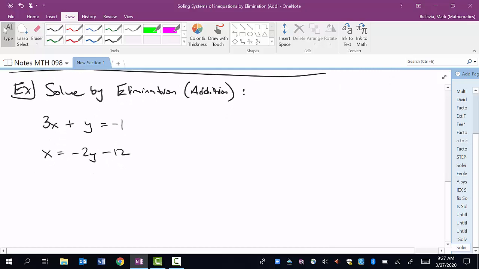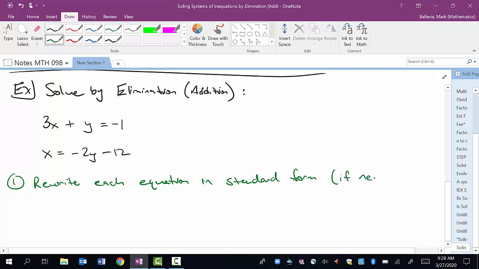So in solving this by elimination, our first step is that we want to rewrite each equation in standard form, and I'll put in parentheses here, if necessary. Because the truth of it is that we could say rewrite it in standard form, and if it's already in standard form, then it's not necessary, right? We already have the form. When I say standard form, though, make sure you understand what I mean. Standard form means I want the x terms first, the y terms second, the equal sign, and then the constants on the opposite side of the equal sign.